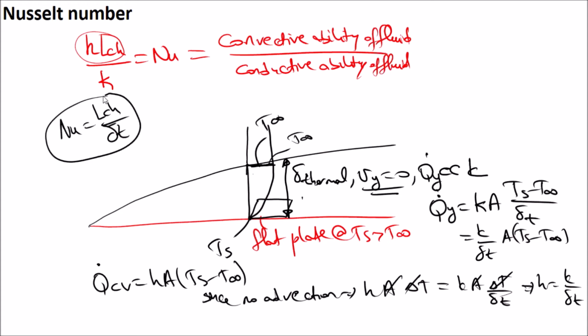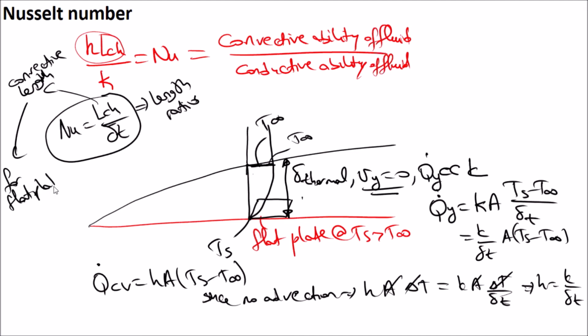And you can see here that the Nusselt number is the ratio of the length. It says that it is the ratio of the distance over which convection transfers heat over the distance that conduction transfers heat. The ratio of the distance, this one is for convective length. For a flat plate, the convective length is L or the x variable.